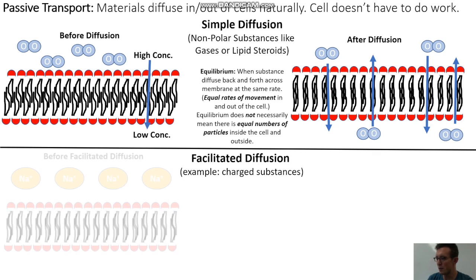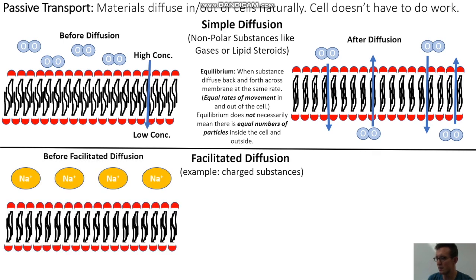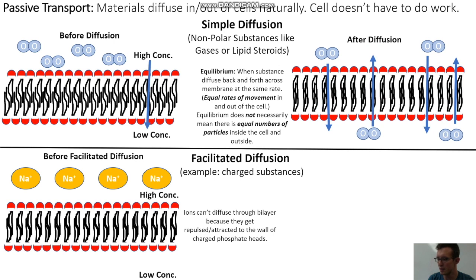Facilitated diffusion, meanwhile, occurs with charged substances. So here we've got some sodium ions. We've got a high concentration of sodium ions outside of the membrane and a low concentration inside. Naturally, the high concentration would tend to spread to the low concentration, but in this case these ions can't diffuse through the lipid bilayer because they get repulsed, or attracted in this case, to the charged phosphate heads.